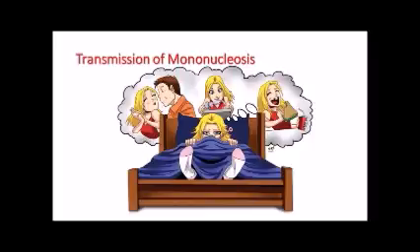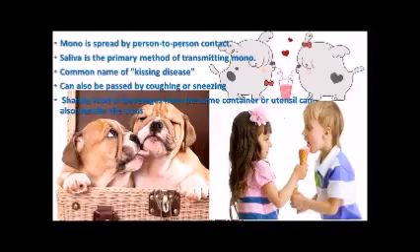EBV is the most common cause of infectious mononucleosis, but other viruses can cause the disease as well. Typically, these viruses spread most commonly through bodily fluids, especially saliva. However, viruses can also spread through blood and semen during sexual contact, blood transfusion, and organ transplants. As stated earlier, the main form of transmitting the disease mono is person-to-person contact. Saliva is the primary method of transmitting mono, which leads to the infection of the B lymphocytes in the mouth and throat.